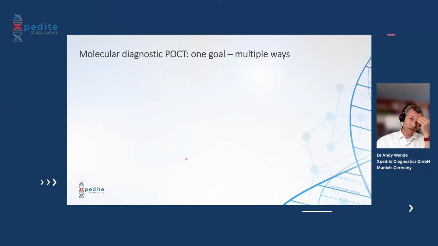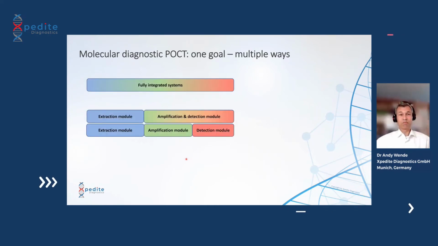So this molecular diagnostic point-of-care testing, there are several modes how you can achieve this. First of all is, of course, the most convenient way, fully integrated systems. You give a sample into this point-of-care system. It will extract the nucleic acid, will amplify the nucleic acid, and also detect and give you a result afterwards.